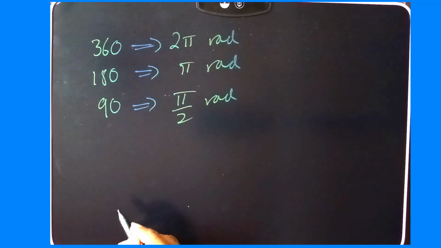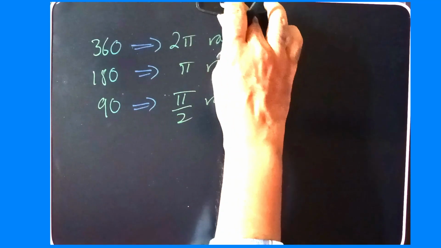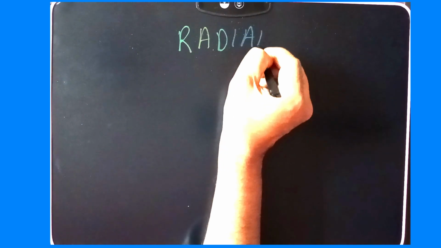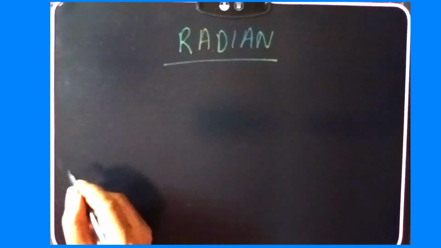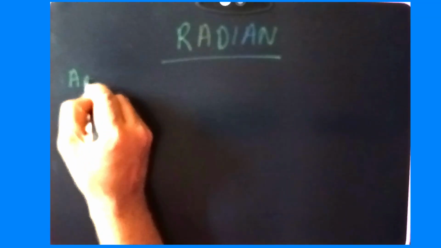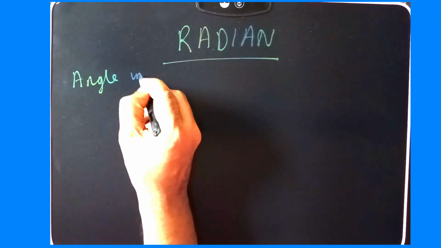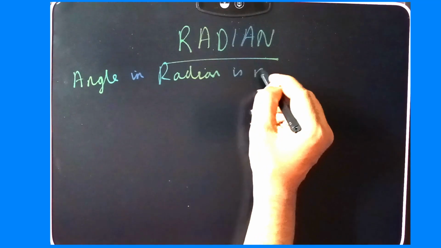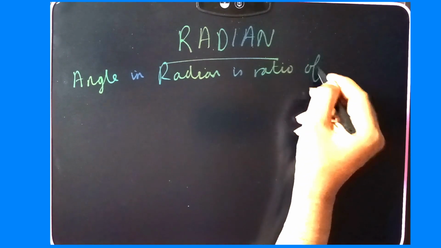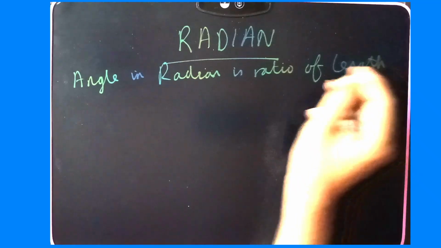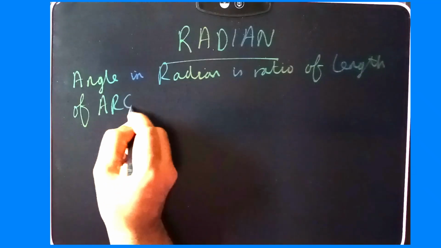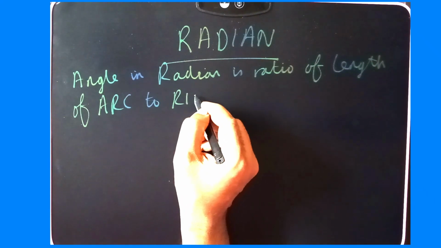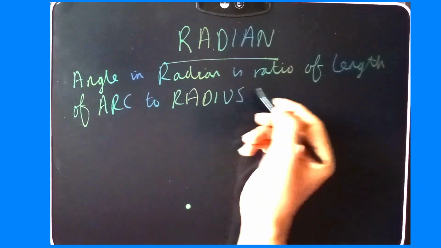So now let us understand a few aspects of radian. What is radian? The angle in radian is the ratio of the length of arc to the radius of what? Of the circle.